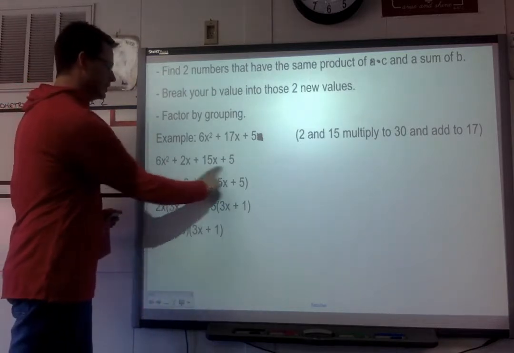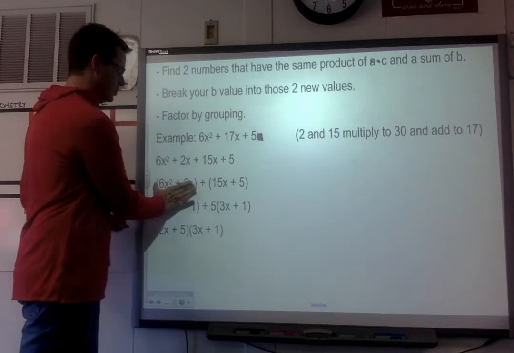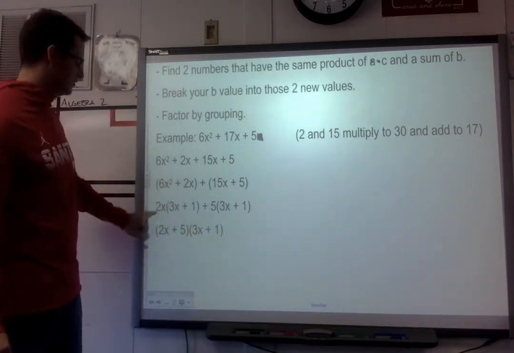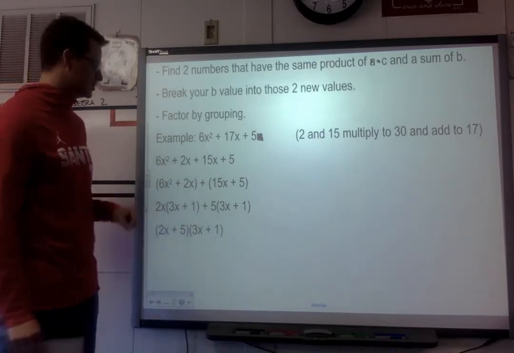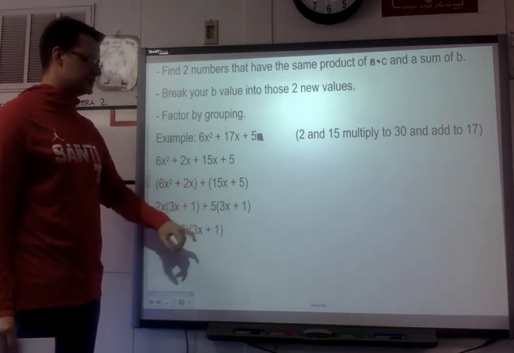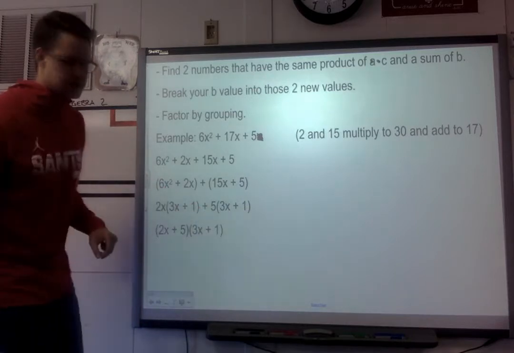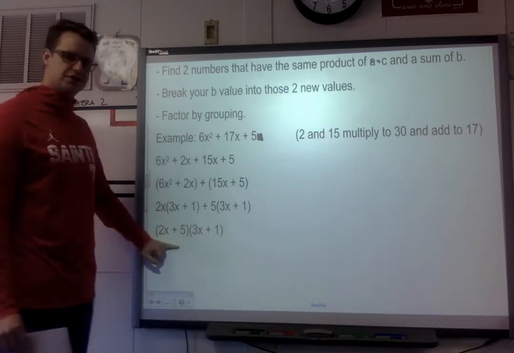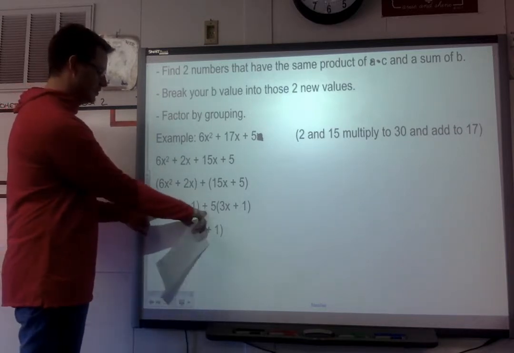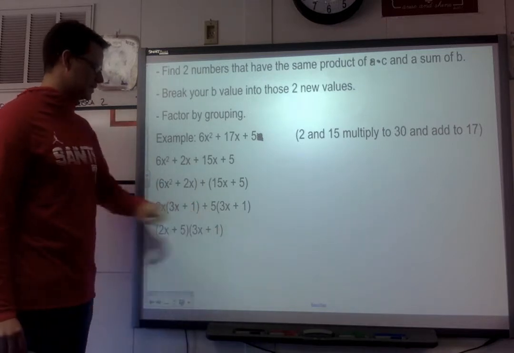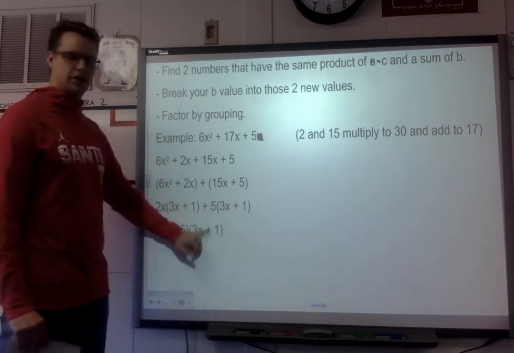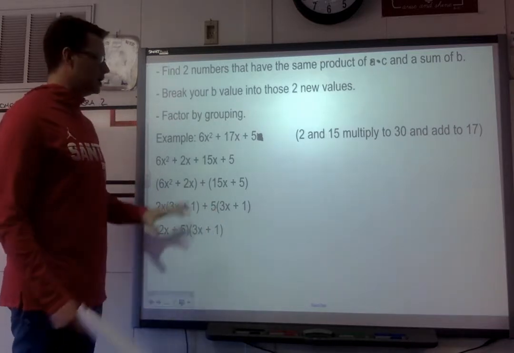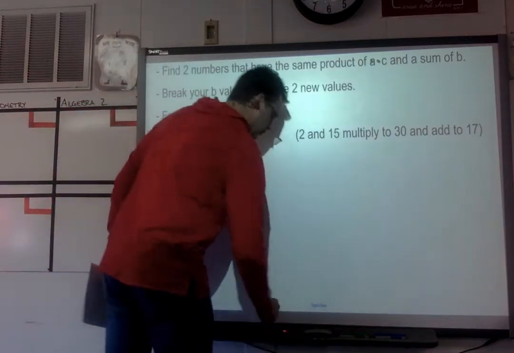Once we've got it into those four terms, we group the first two and the third and fourth. We can factor a 2x out of the first group, and we're left with 3x plus 1. We can factor a 5 out of the second group, and we're left with 3x plus 1. If you remember factoring by grouping, the first binomial is whatever is outside the parentheses, so 2x plus 5. The second binomial is whatever is inside the parentheses, which is 3x plus 1.